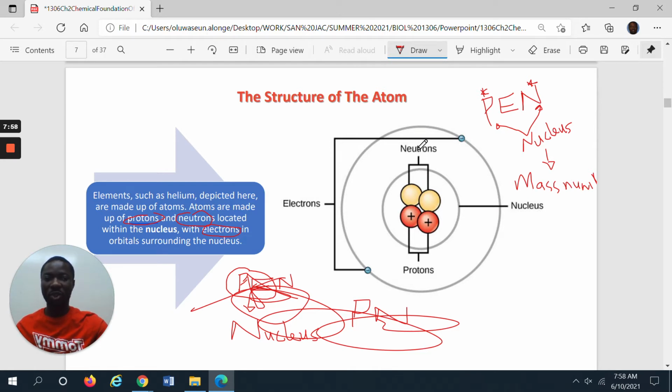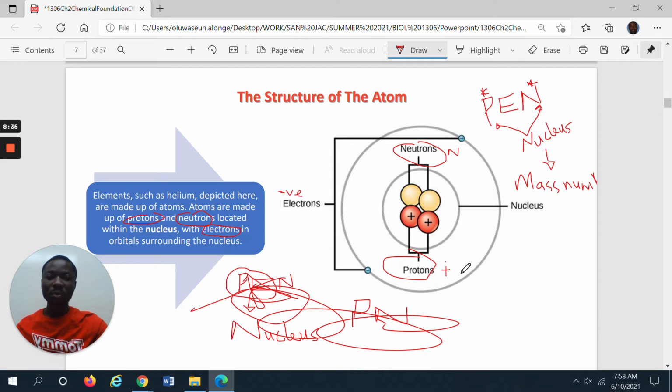So neutrons and protons are located in the nucleus. The proton is a positively charged substance, and the neutron is neutral. I'll just put N as neutral. This is positively charged. And the electron, which I'll be talking about, is negative.